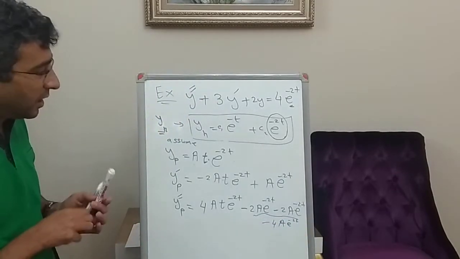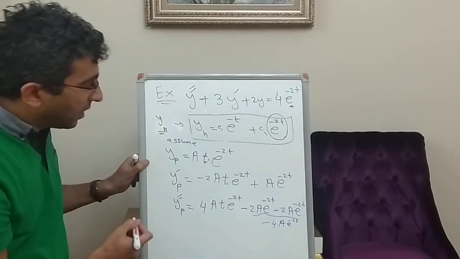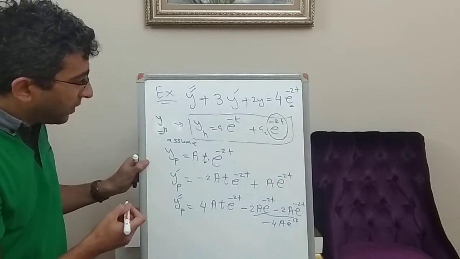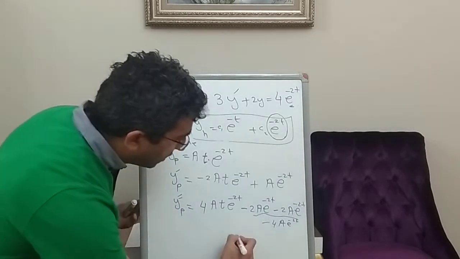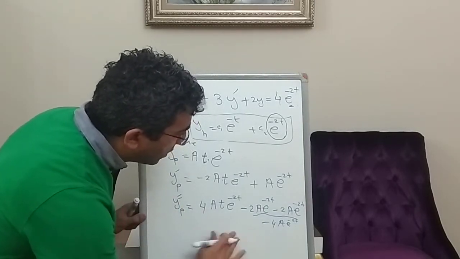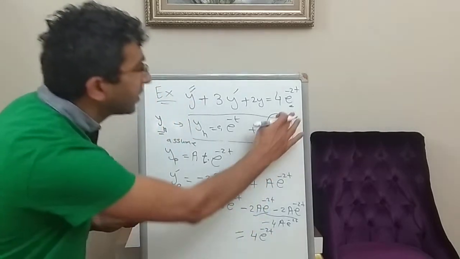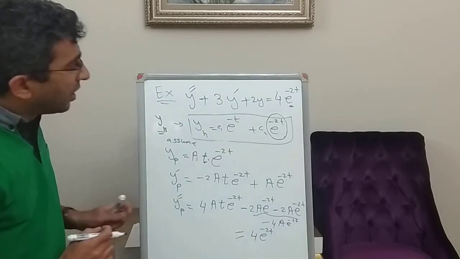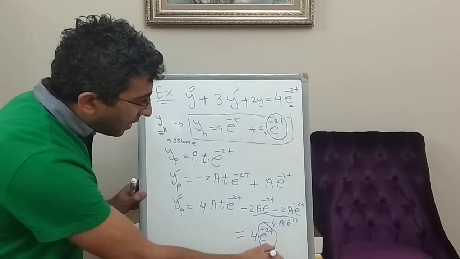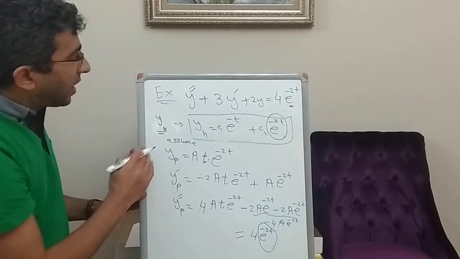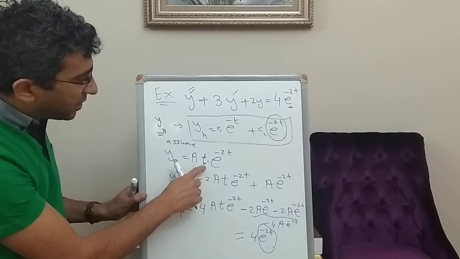So I will plug this into the equation and equate the coefficients on the right side and so on. This is the right hand side. I have 4 e to the minus 2t on this side, and on this side, what are the coefficients of the function e to the minus 2t? Do you have e to the minus 2t here? No, this has t times it, so I will not take this.